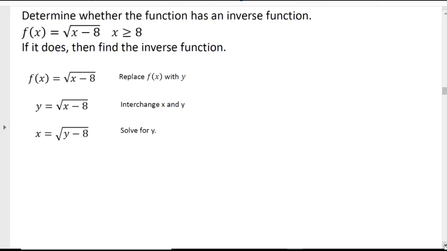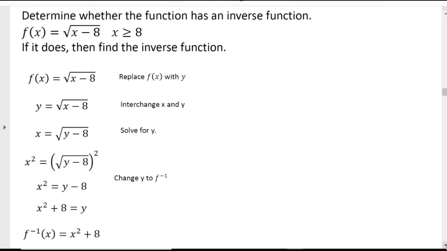In order to solve for y, we're going to square both sides. And so we end up with x squared equals the square root of y minus 8, squared. The square root and the 2 are going to become a 1, so we get y minus 8 is equal to x squared. We're going to add an 8, so we end up with y equals x squared plus 8. And then we change the y back to the symbol for inverse, which is f inverse of x is equal to x squared plus 8.